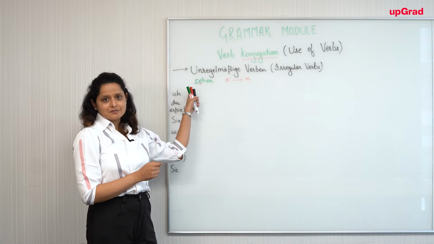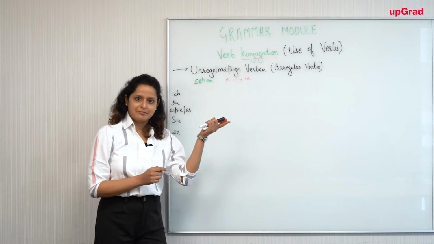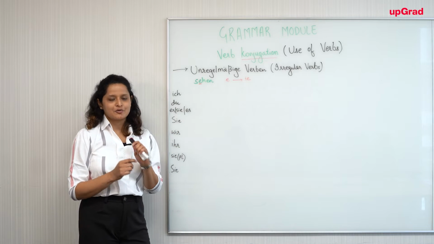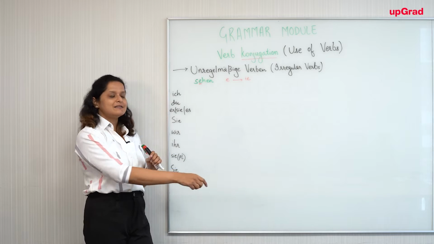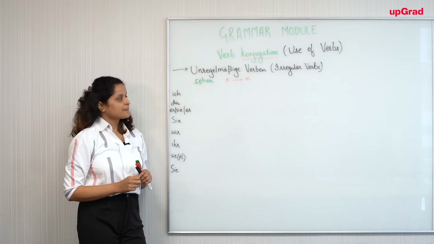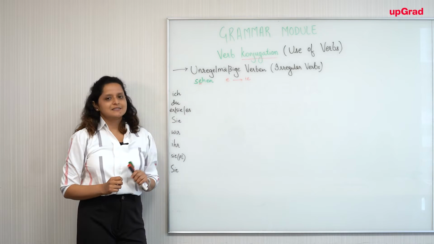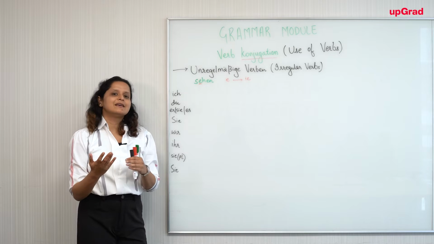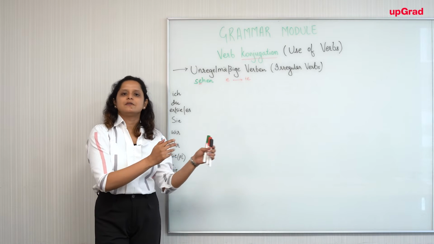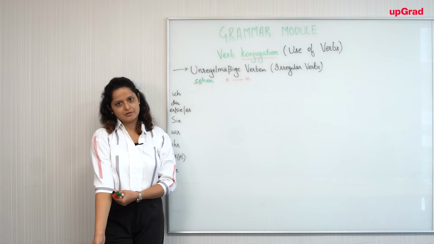We can remember this verb from Auf Wiedersehen, back when we learnt bye. So, Auf Wiedersehen, the sehen in that means to see. Now, the conjugation of this verb is different. It cannot be conjugated like we have done the verbs in the previous category.